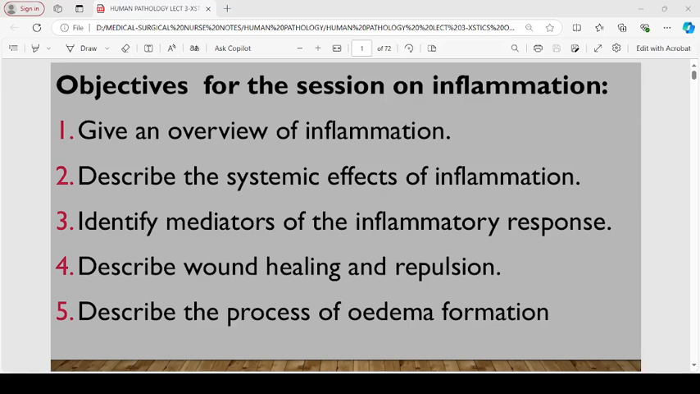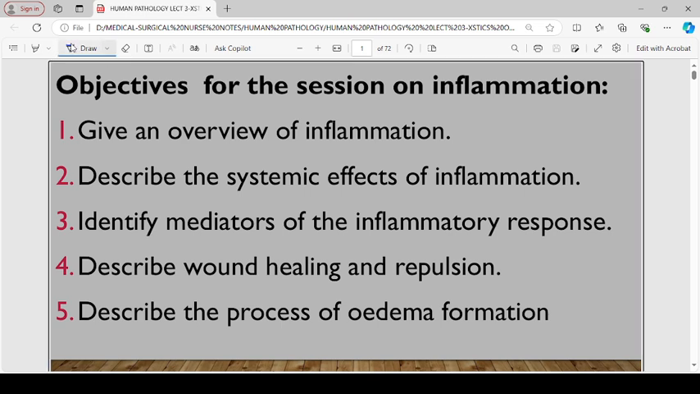Today we are going to look at characteristics of a diseased state, and the objectives of our session include the following. We're going to give an overview of inflammation, describe the systemic effects of inflammation, identify mediators of inflammatory response, describe wound healing and repair, and describe the process of edema formation. So, welcome to the session and let's get right into it.